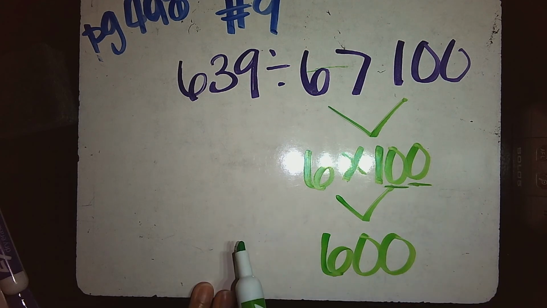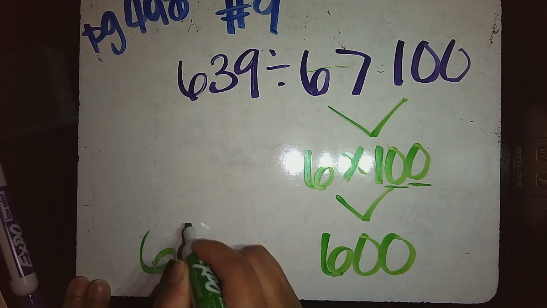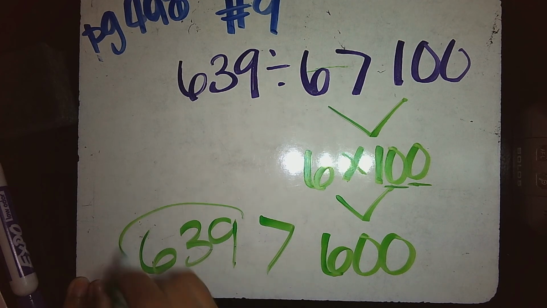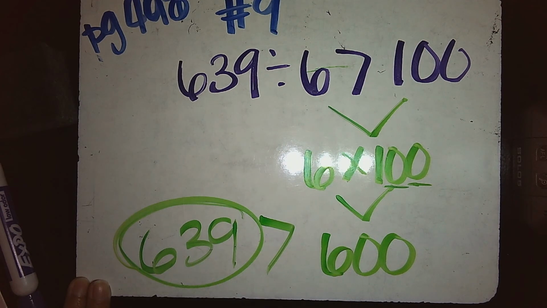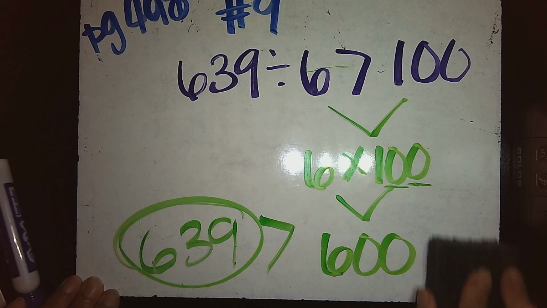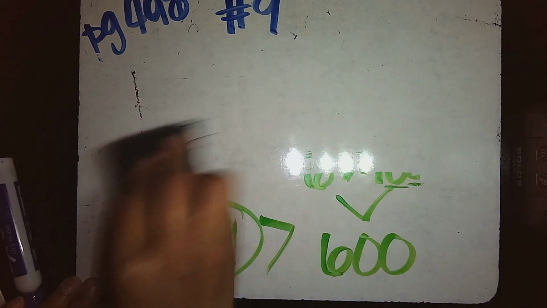So then now I have to look. Is 600 greater than or less than 639? Well, 639 is greater than 600. So the quotient is greater than 100. And you will have one of these examples in your practice buddy.